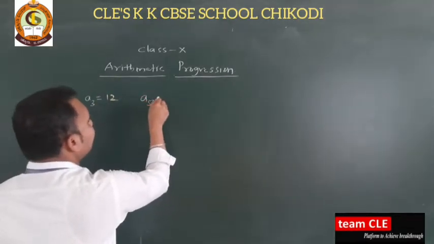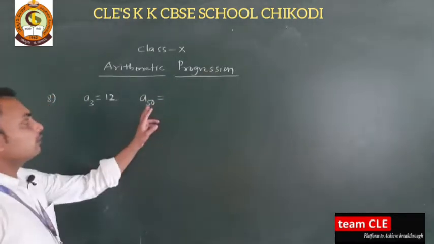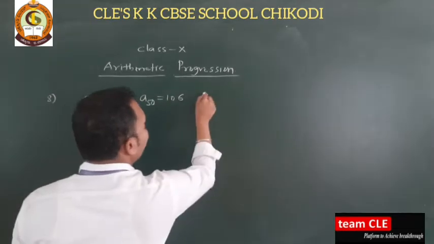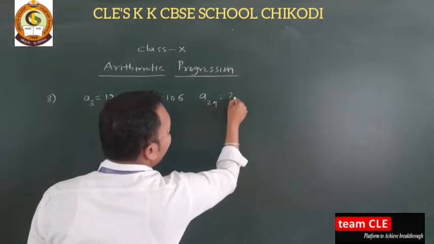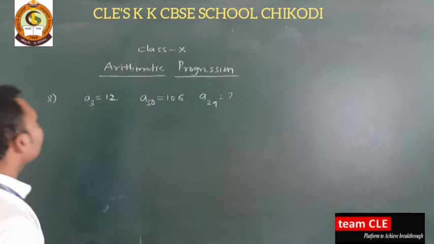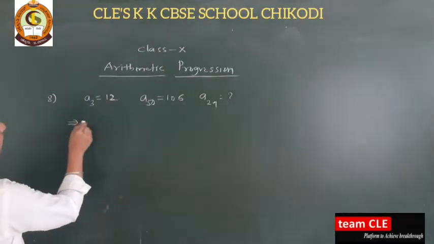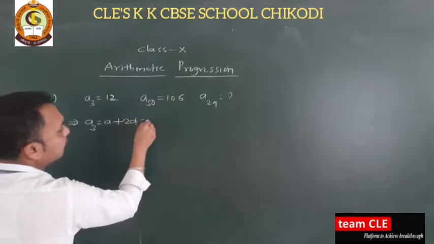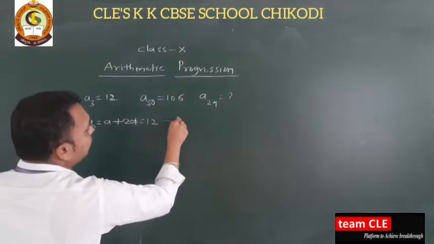Now there are 50 terms, so A50 is equal to how much? 106. We need to find A29. Very simple. First, this implies A3 is equal to A plus 2D is equal to 12. Take it as equation number 1.